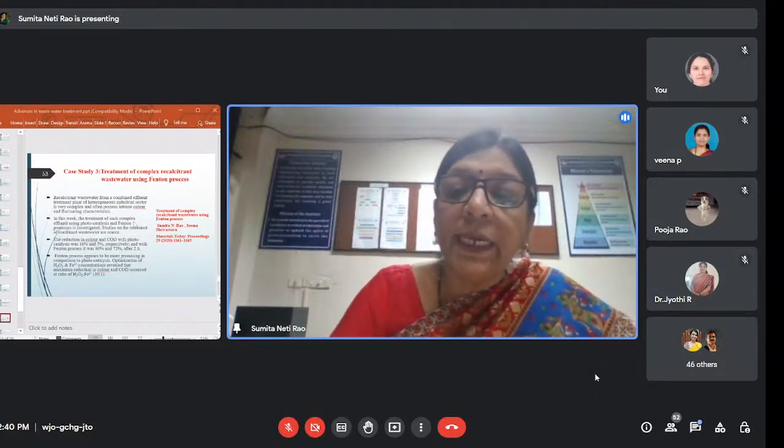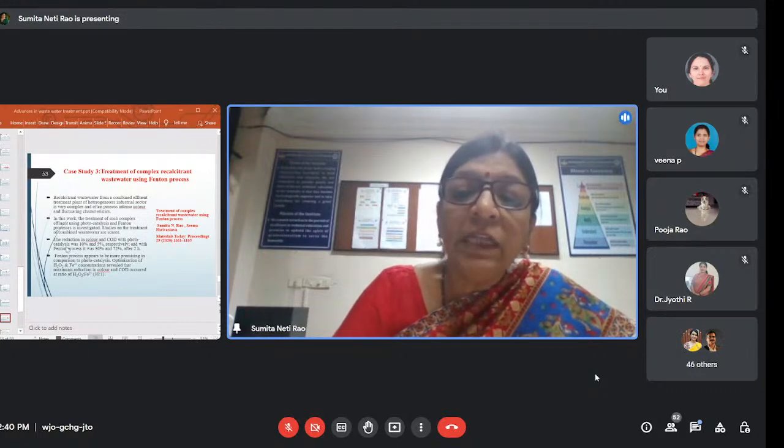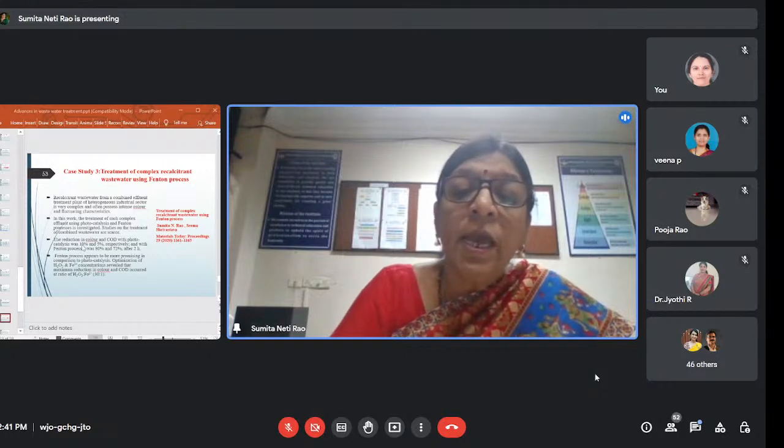And if you see here, with photocatalysis, only 10 to 5% reduction was there, whereas with Fenton process, it was 80 and 72%. With photocatalysis, there was reduction in color by only 10%, and COD reduction was only 5%. But when this was subjected to Fenton process, then color reduction was 80% and the COD reduction was 72% after 2 hours.